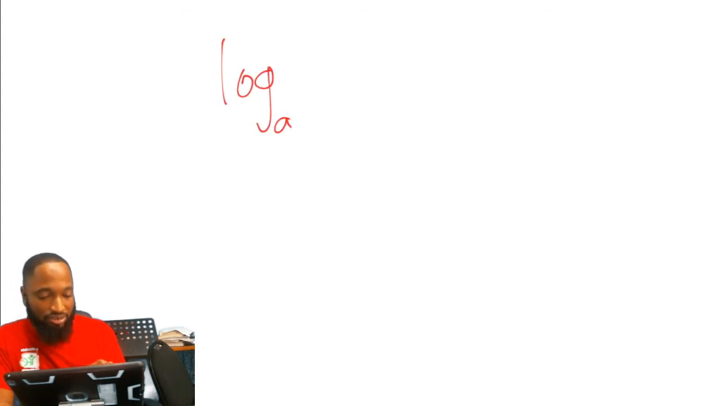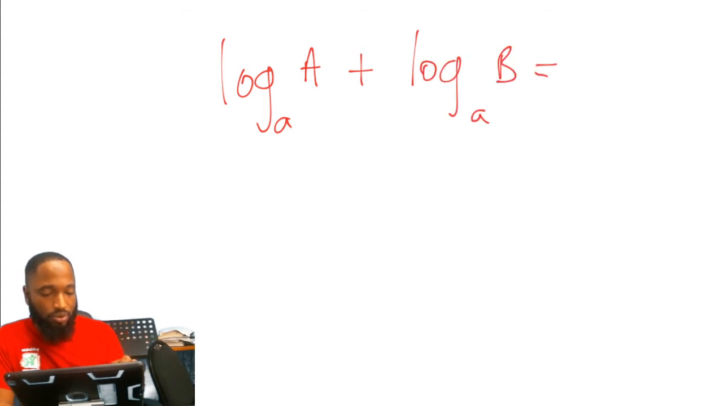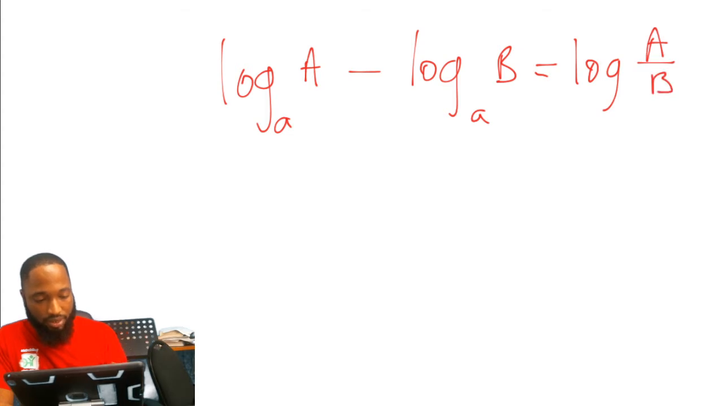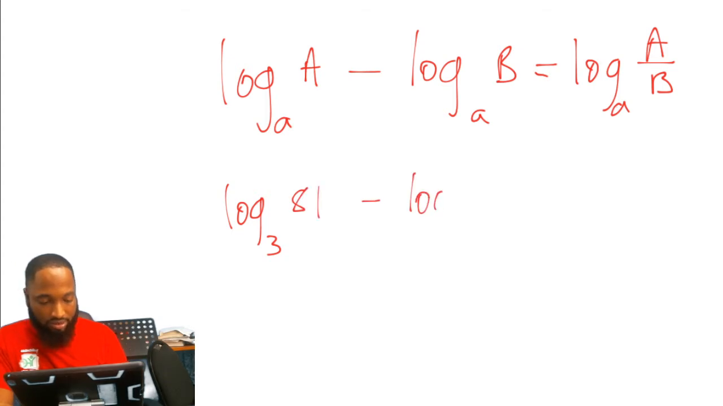Therefore, if you have the same base here, and I'll put a to represent the same base, and instead of adding, if I say take away, then you just divide, a over b. Same base. So if I had log to the base 3 of 81 minus log to the base 3 of 27, this would be 4 take away 3, which is 1, right?